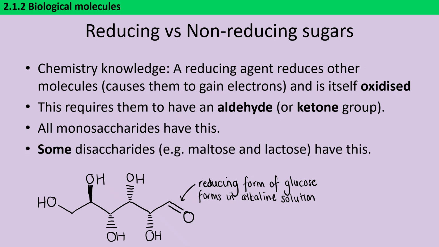Now, some disaccharides also have this group, so maltose does and lactose does, but crucially sucrose does not. So if you just do the basic reducing sugar test, you don't get a positive result for sucrose.